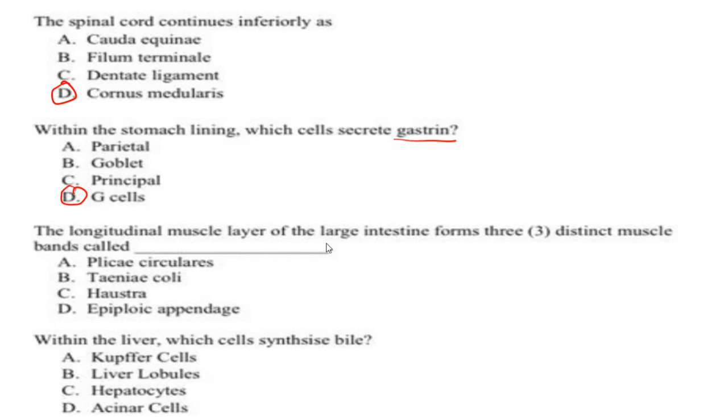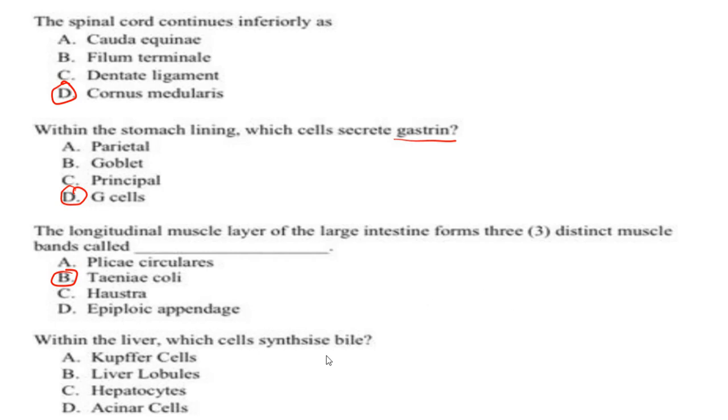The longitudinal muscle layers of the large intestine form three distinct muscle bands called what? So we have the precursor, we have the tenia coli, we have the haustra, we have the epiploic appendage. So the answer is just the tenia coli, which is made up of a dense layer of longitudinal muscles. You need to understand that this is one of the characteristics of the large intestine. You can talk about the colon. So you find that the tenia coli are found in the large intestine.